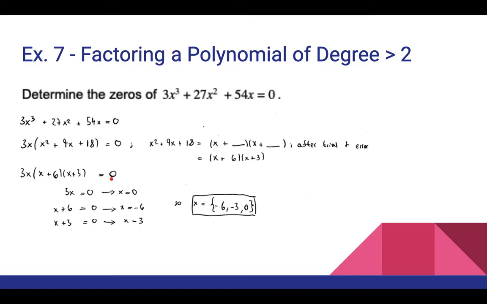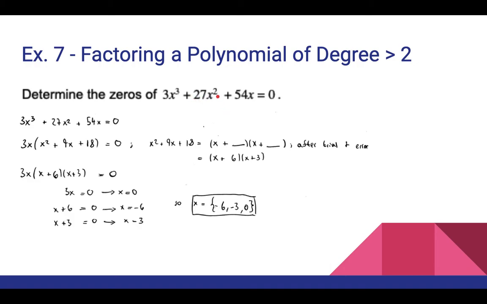Now we can break each of these up and set them equal to 0. 3x equals 0 yields x equals 0. x plus 6 equals 0 yields x equals negative 6. And x plus 3 equals 0 yields x equals negative 3. There should be an equal sign there, I forgot that. So x equals negative 6, x equals negative 3, and x equals 0 are the zeros of the polynomial.